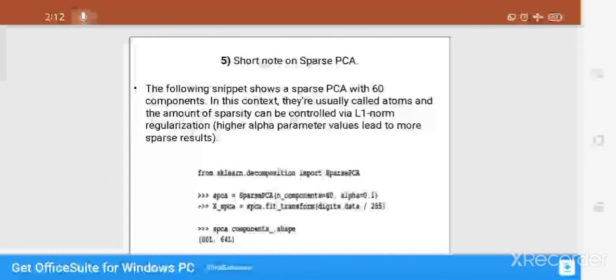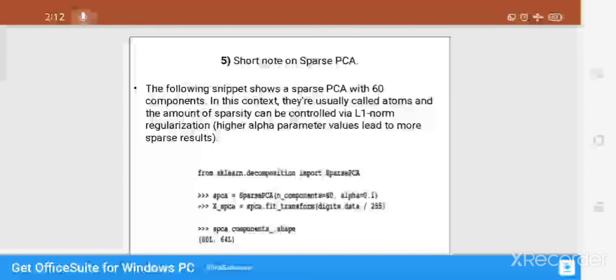The following snippet shows a sparse PCA with 60 components, meaning 60 features we can say. In this context, they are usually called atoms. The amount of sparsity can be controlled via L1 norm regularization. Here a snippet is given which distinguishes between the 60 components, meaning 60 features. So it will decompose it like this.